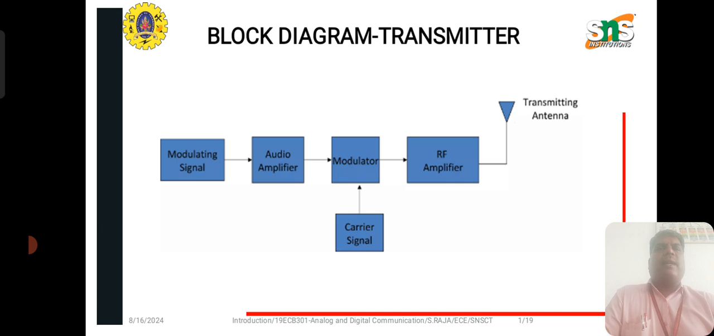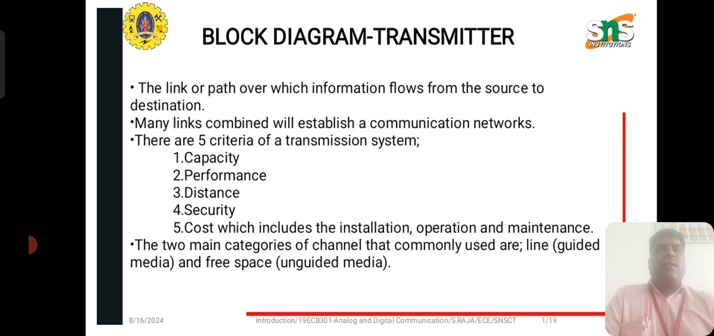So this is the block diagram of the transmitter. Already we have discussed this one. Now we will go to the explanation. The channel is the link or path over which the information flows from the source to the destination. Many links combined will establish a communication network.